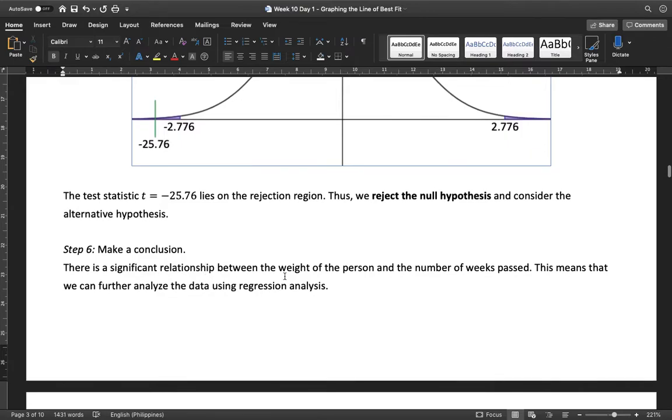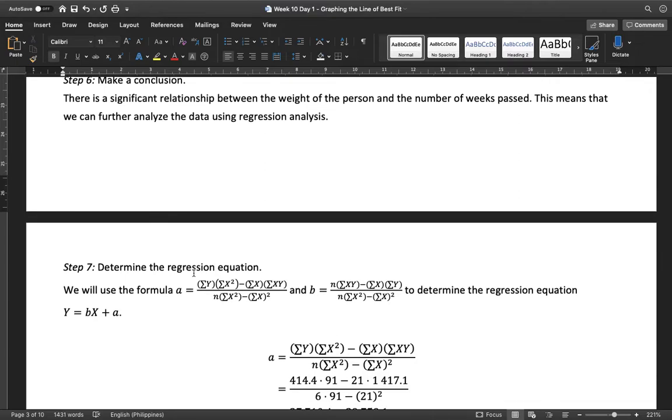So, ano yung alternative hypothesis? There's a significant relationship between the weight of the person and the number of weeks passed. This means that we can further analyze the data using regression analysis. So, yun, dito pa lang tayo papasok naman, regression analysis. Take note, wala pa tayo ng pinaka-lesson natin, which is yung graphing the line of best fit. Tapusin pa natin itong regression analysis.